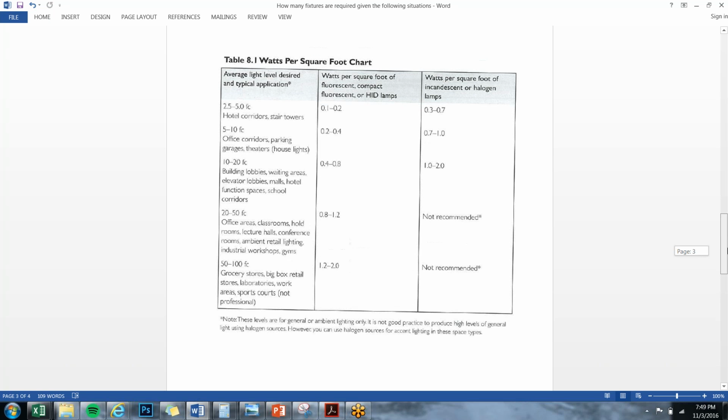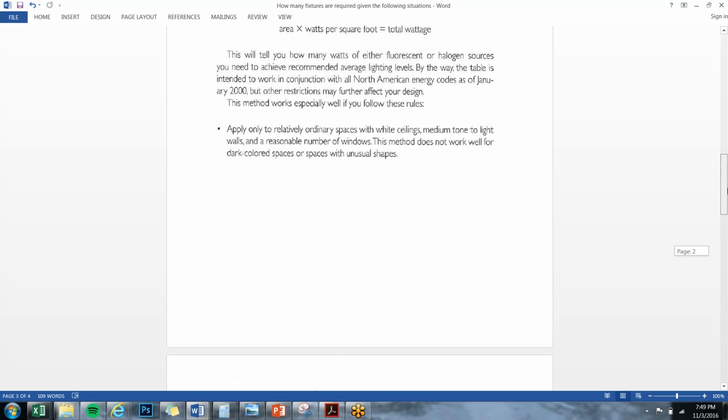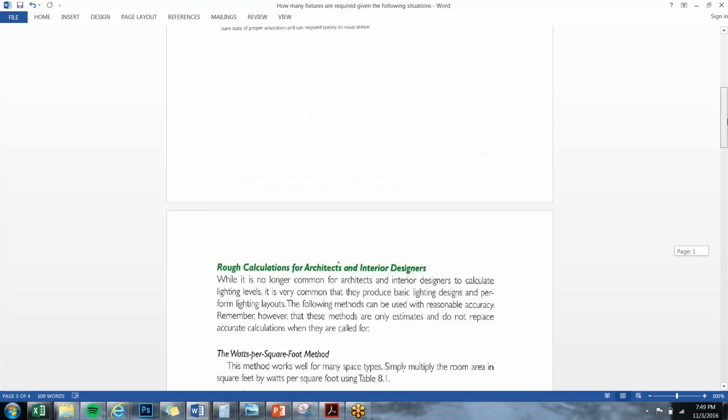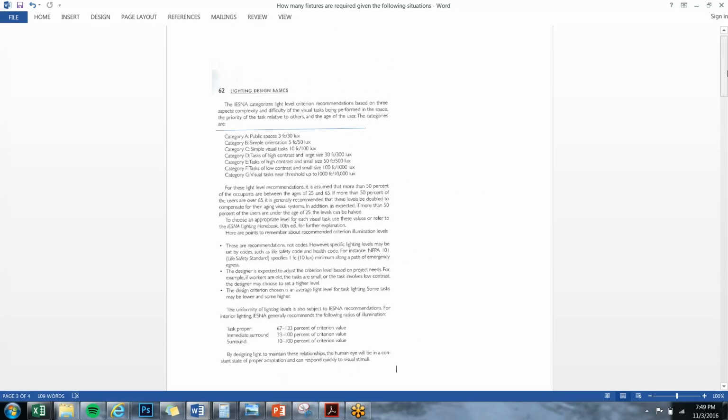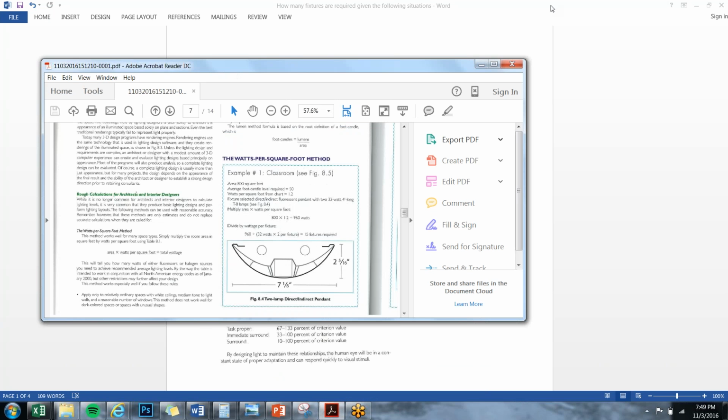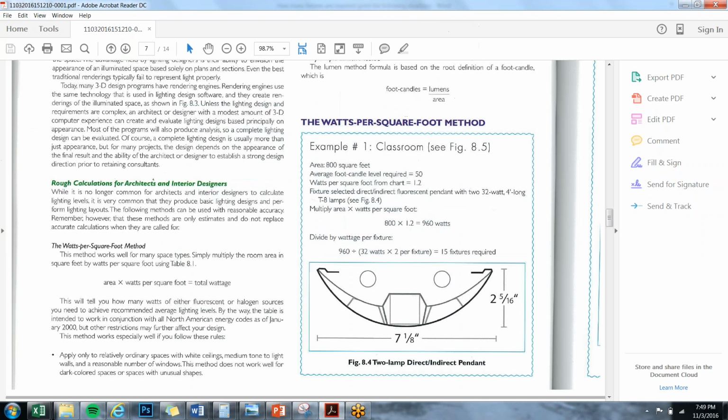But let me open up, and I will be posting this. So I just pulled out some of these charts so they're easier for you to read. Let me open up the actual document that I had scanned in today. Okay, that's not so bad, right? So here is an example. So an area of 800 square feet, and you have to know these things. There's some things that we have to know in order to use this watts per square foot method of solving how many fixtures are needed for a room.